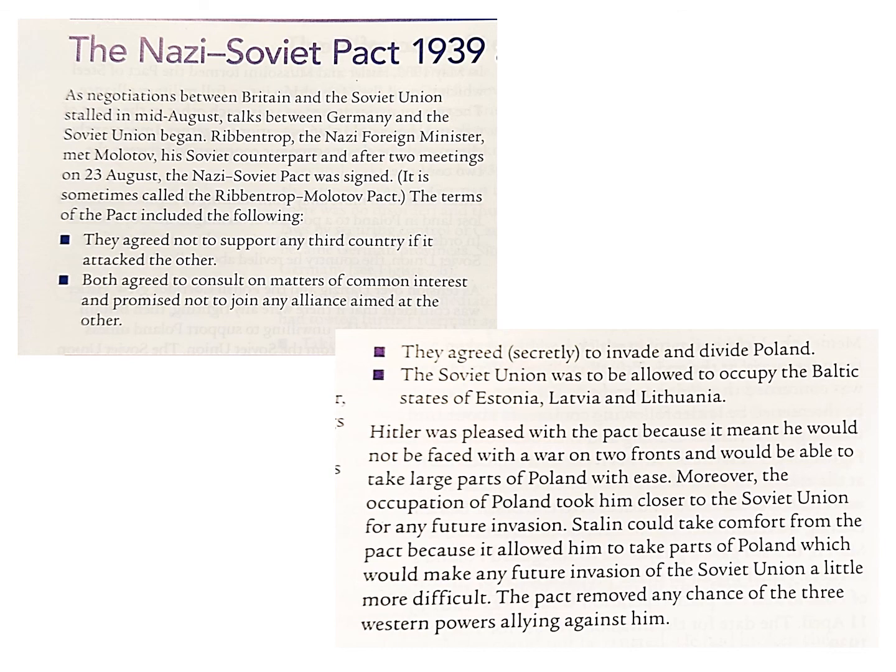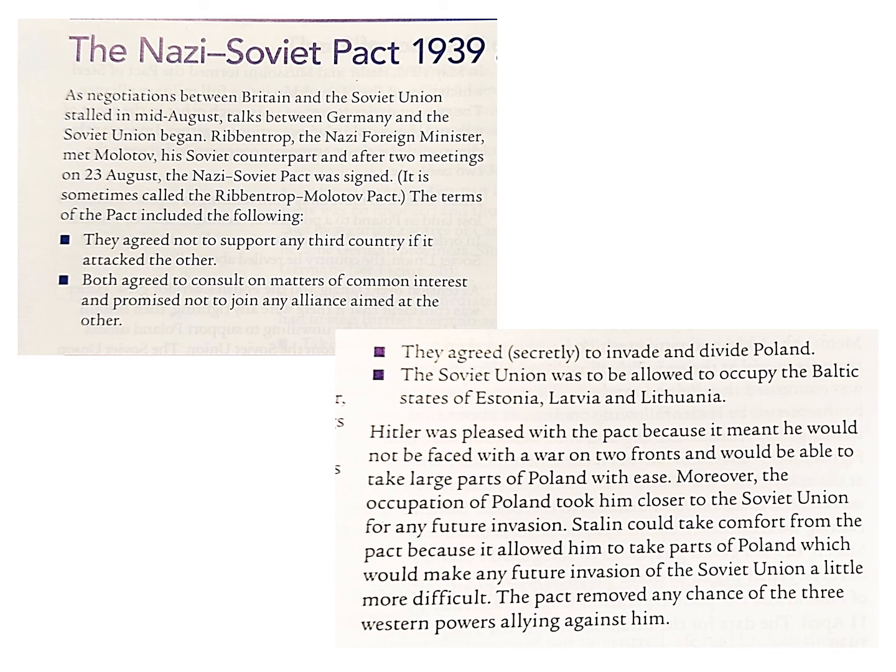The Soviet Union was allowed to occupy the Baltic states of Estonia, Latvia and Lithuania. So above Poland are 3 tiny countries, Estonia, Latvia and Lithuania, so the agreement was that Russia or the USSR could have those 3 countries.